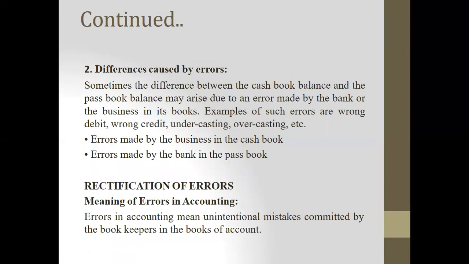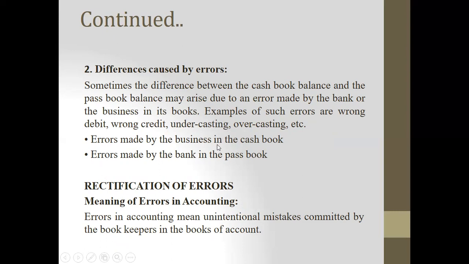And differences caused by errors. Sometimes the difference between the cash book balance and the passbook balance may arise due to an error made by the bank or the business in its books. Examples of such errors are wrong debit or wrong credit, under casting, over casting, etc. So errors may be made by the business in the cash book or by the bank in the passbook. Right? So we have different types of errors. Errors will be made by the bankers or the business people. Right? So they will also cause the differing values.